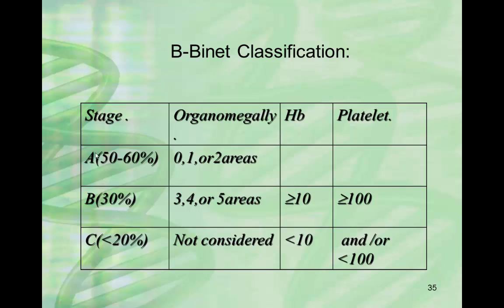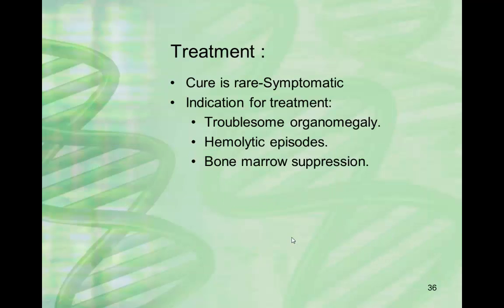There's another classification, which is basically stage A, with organomegaly in 0, 1, or 2 areas with no involvement of the myelocyte lineage; stage B, with involvement of more than 5 areas, hemoglobin more than 10 and thrombocytosis; and stage C, which is less than 20% involvement of organomegaly with the same values for the myelocytic lineage.